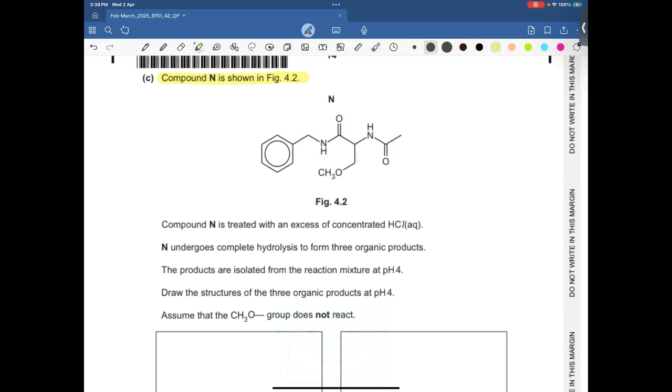So compound N is treated with an excess of concentrated hydrochloric acid. So basically, it's acid hydrolysis, right? And it has to be in excess. So the bond will break from here, and it will break from here as well. As per instruction, CO will get OH of water, COH.